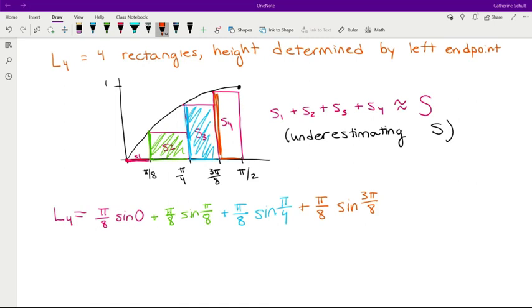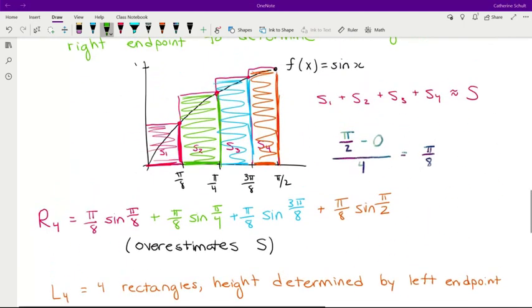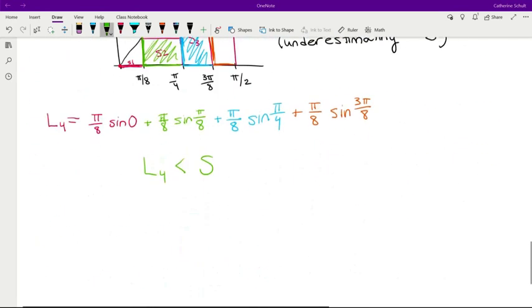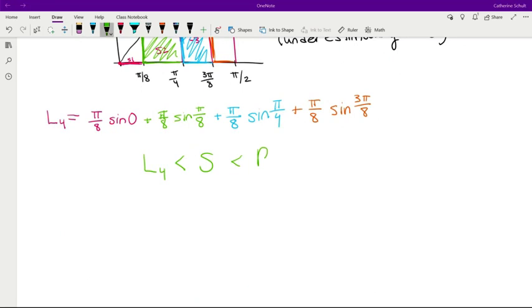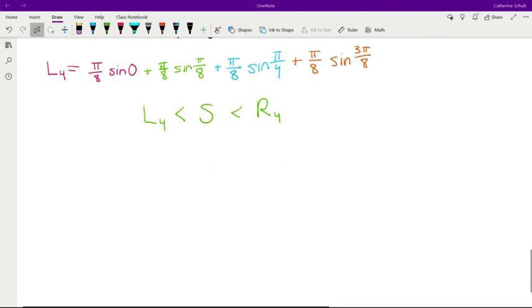All right, so what we've discovered, we said L4 was an underestimation of S. So L4 is less than S, but R4 was an overestimation. R4 was bigger. So we have this three-part inequality. All right, so the actual area S is between L4 and R4. And now, how can we relate this back to limits? Well, let's bring back our curve.